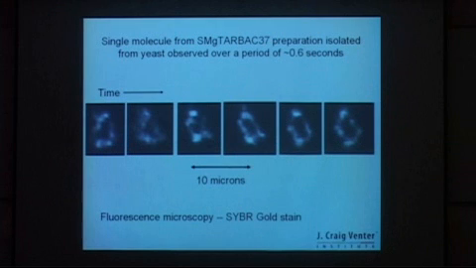And here are some pictures of the genome just floating around in water with SYBR Gold. These are pictures at intervals of roughly 100 milliseconds. You see them bouncing around and sometimes supercoiling and uncoiling. I picked this one because it's clearly a circle over some period of time.